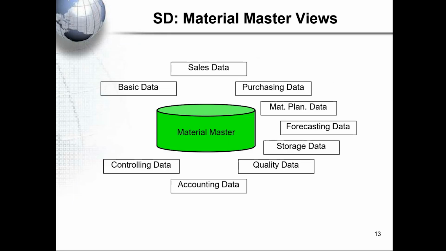So material master data has different views. Under each view, we store the information of that particular department or area. Basic data is common, general information like material name, description, ID number. Sales data is relevant to the sales department, purchasing data to the material management department, material planning data and forecasting data to the planning department, like production planning. Storage data is about the warehouse, quality data is about the quality assurance department, accounting data is under the finance department, and controlling data is about costing, budgeting, and production areas.